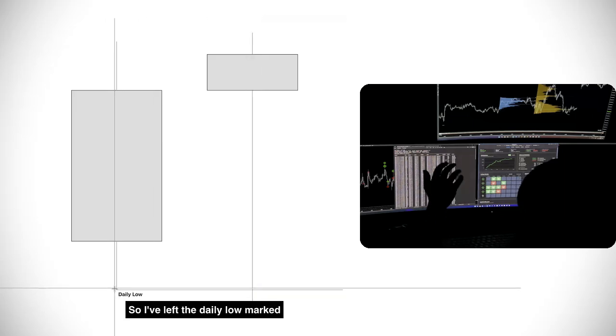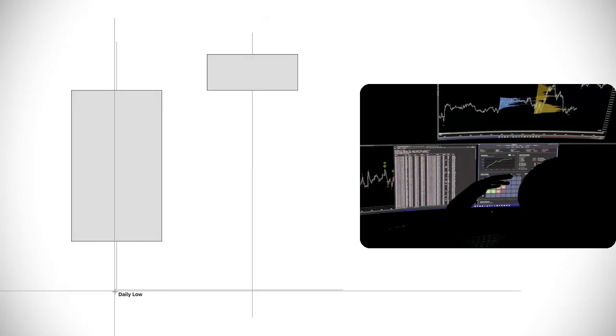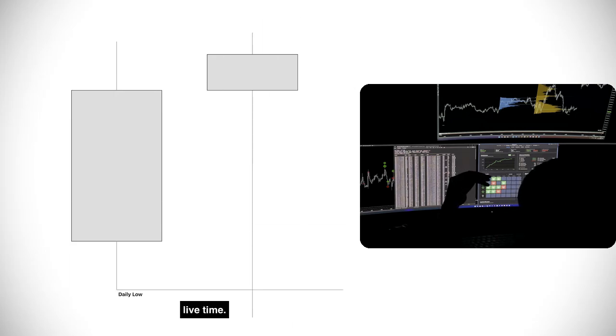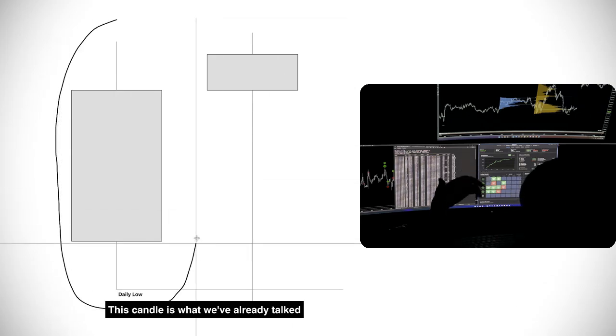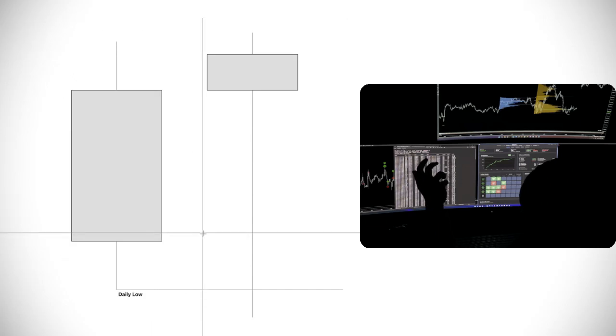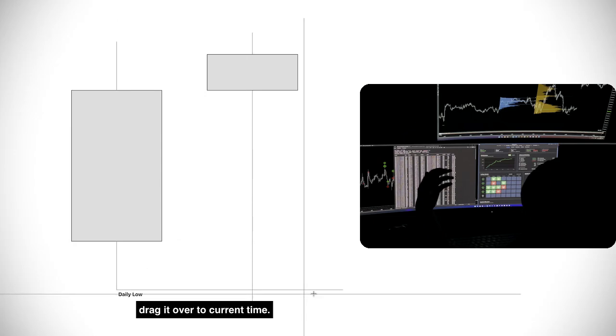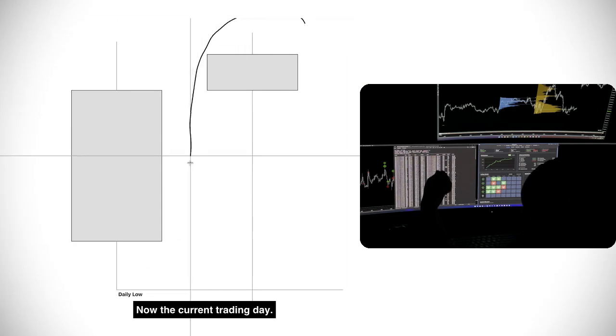So I've left the daily low marked on for us, okay? And I've dragged that low over and brought it over to current price, to live time. This candle is what we've already talked about, the one we've already described. This is again going to be for a bullish scenario. We have the low marked out, you drag it over to current time. Now, the current trading day.